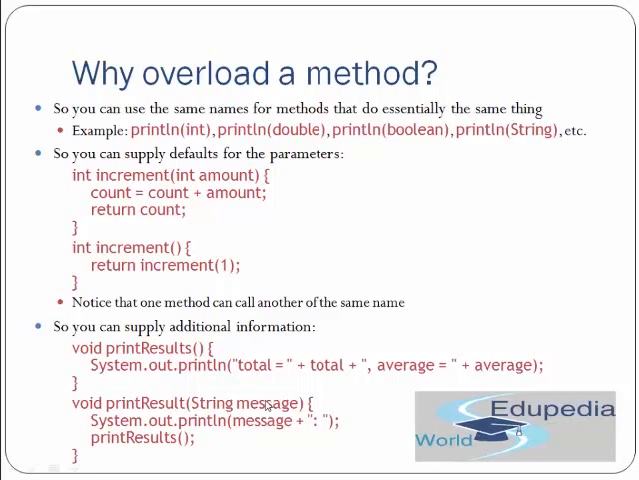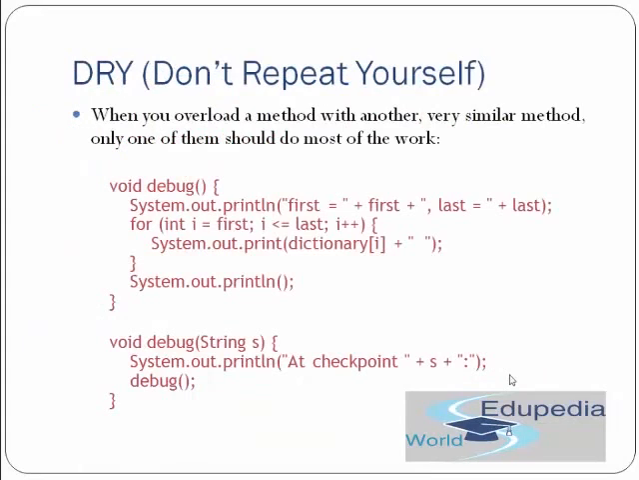So even if you're calling with the message, this method is again calling this method to print the message appended by this string. Okay, so I hope it's clear. Why do we need overloading? What is DRY? DRY means don't repeat yourself.